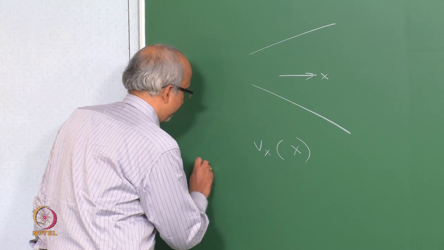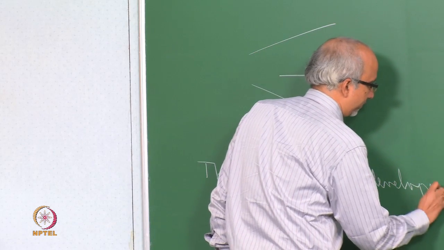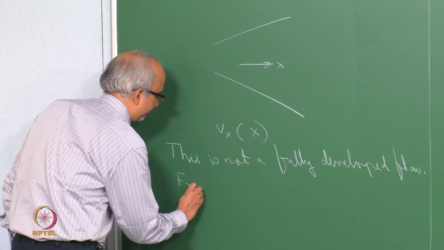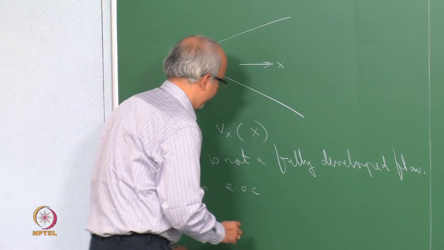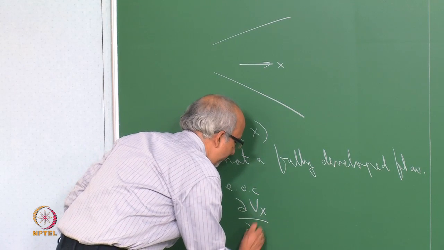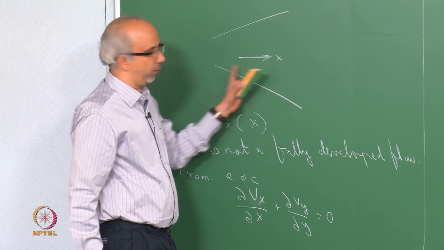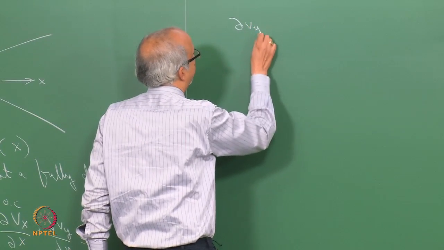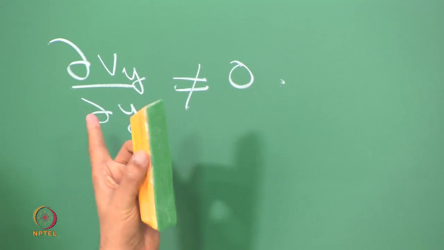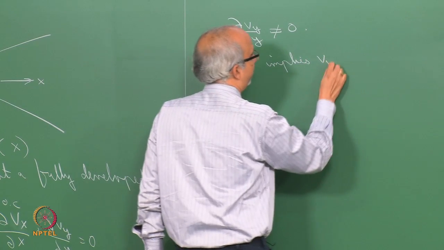So the point is that this is not a fully developed flow. From the equation of continuity, which we are going to derive later today, we know that dVx by dx plus dVy by dy equals 0. Since dVx by dx is non-zero because velocity is changing with x, we have dVy by dy not equal to 0, which implies there is some variation of the y velocity component in the y direction, and this implies Vy is not equal to 0.